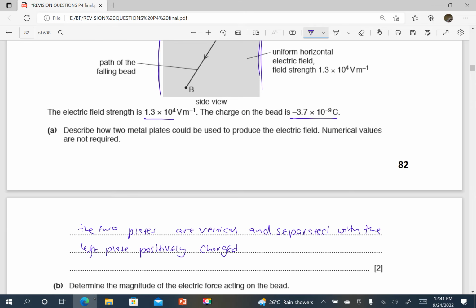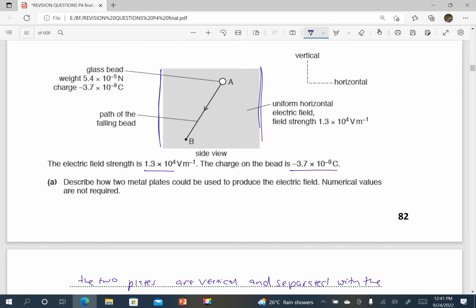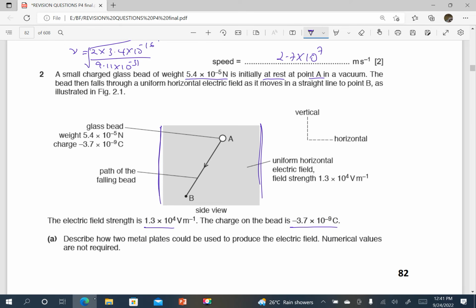Why should the left plate be positively charged? This particle is experiencing two forces. Its weight is vertically downwards. The force due to the electric field must be in this direction because the resultant is here. Since it is negatively charged, the negatively charged particle experiences a force in the opposite direction to the field. So if the particle is moving towards this side, then the field is the other way around.